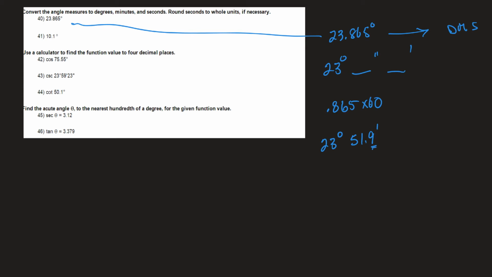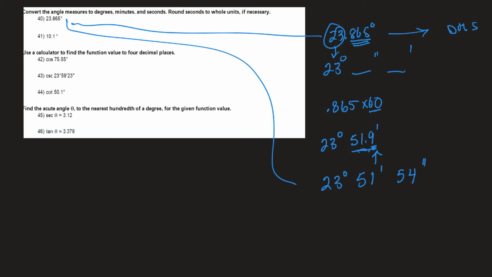Now I can take off this 0.9. Did you notice what I did? I left the 23 alone. I just took this portion and times it by the 60. And that gave me this. Now I'm just going to take the 0.9 part and times it by 60. So 0.9 times 60 is 54. So this will be 23 degrees, 51 minutes, and 54 seconds. So that's what that is equal to.